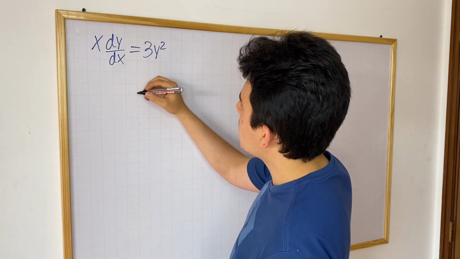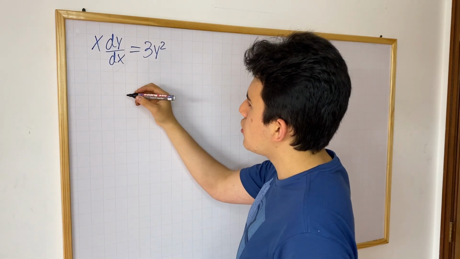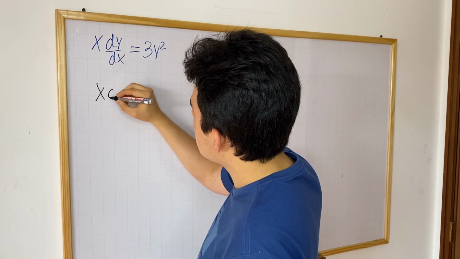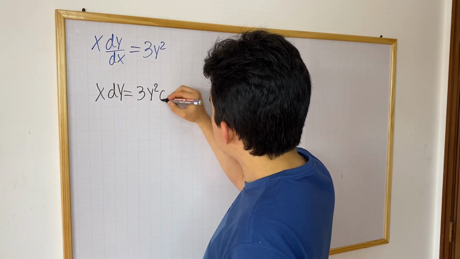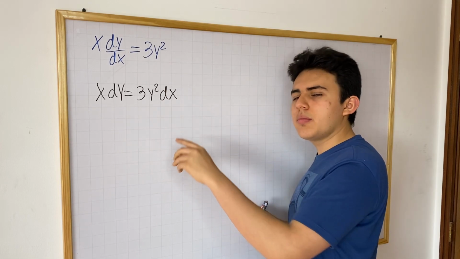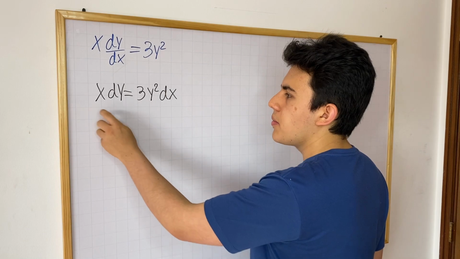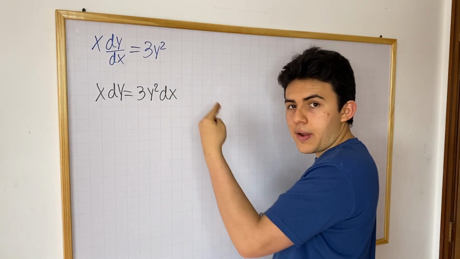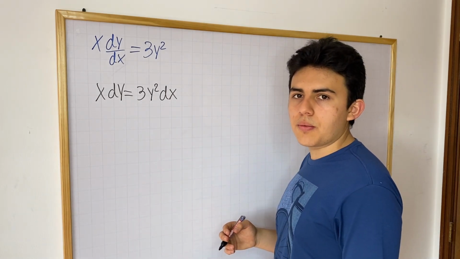So we're going to do the following. We're going to say that you can move dx to the other side of the equation, and you're going to get x times dy is equal to 3y squared times dx, okay? This is the same differential equation, but it's just rewritten, okay? Now, if we want to separate variables, this x must go on the right-hand side of the equation, and 3y squared must go on the other side of the equation, okay?